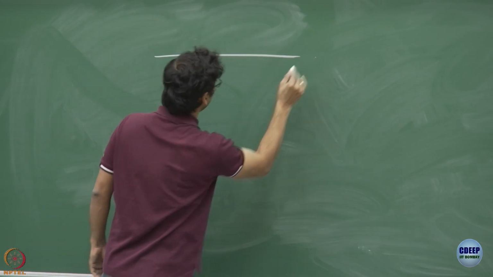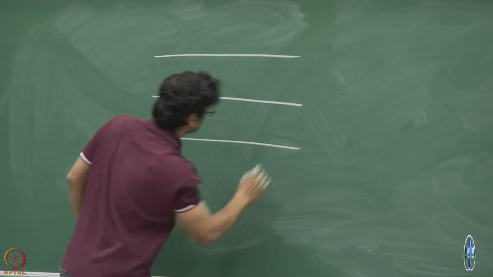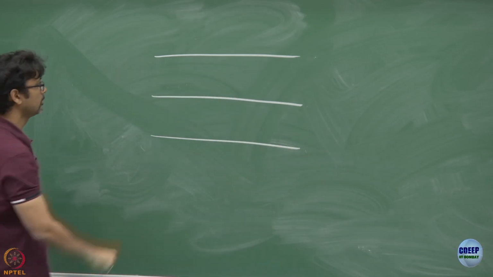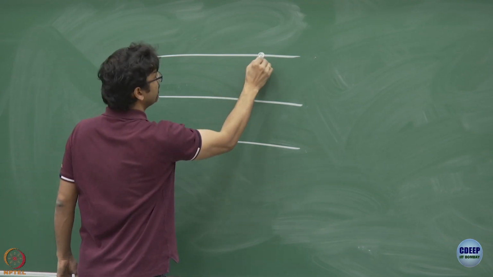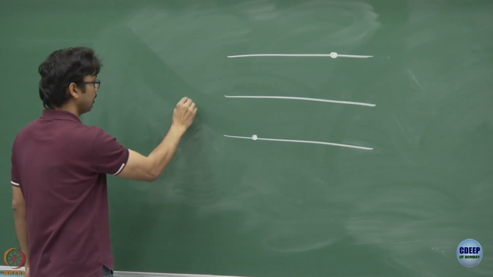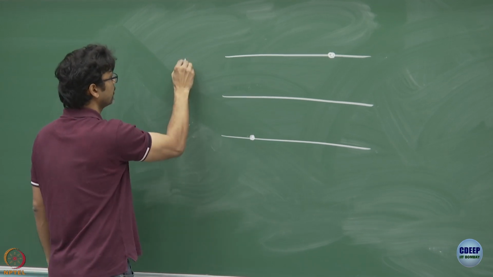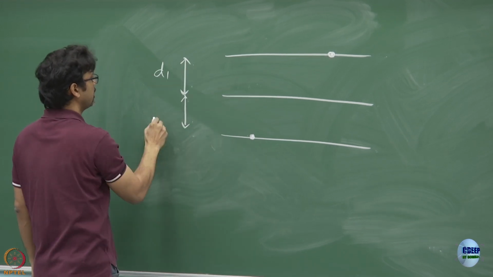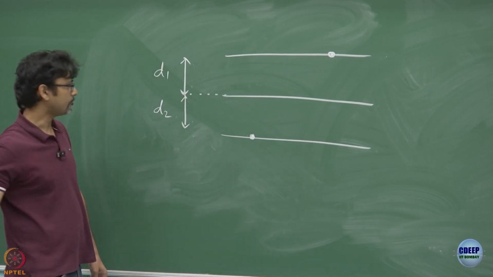So as you are all familiar with this, there's basically two different media through which light is required to travel from point A to point B. The thicknesses of these two media are specified. So this is D1, D2.